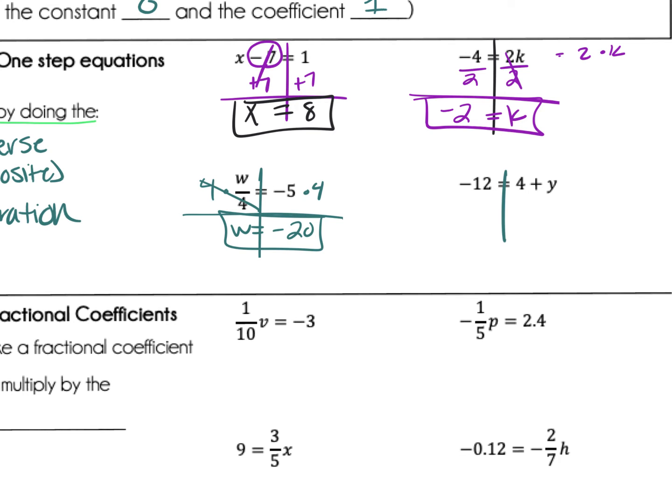All right, and then on the side of my variable, because I always start on the side of my variable, here's a 4, and it's a constant because it's being added to the variable. And I want to make that 0. So I know that 4 minus 4 is 0. That leaves me with a positive y. Negative 12 minus 4 is negative 16.